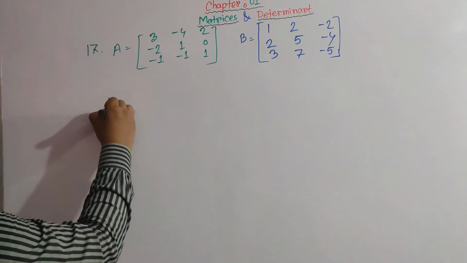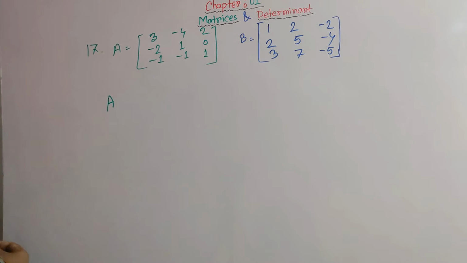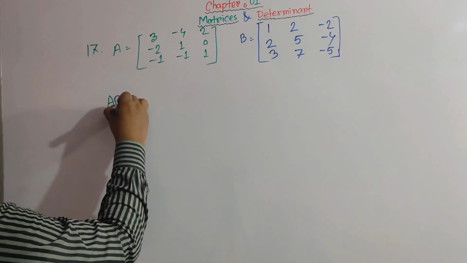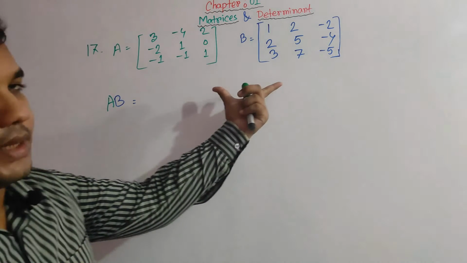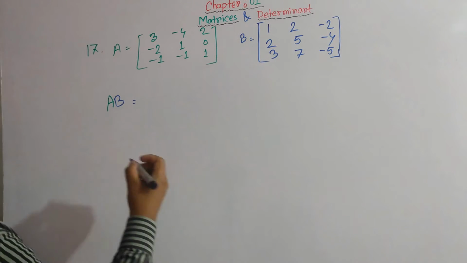However, now we are going for A, B. Both are actually 3 by 3 matrices, and now we are trying to multiply these 2 matrices. How can we solve this?